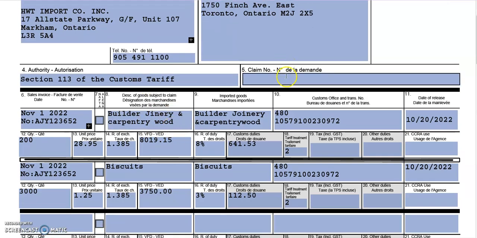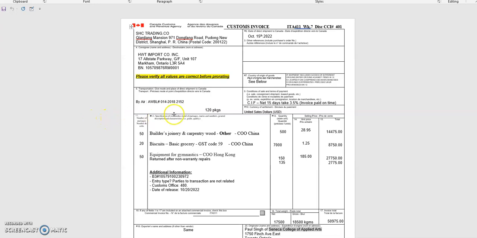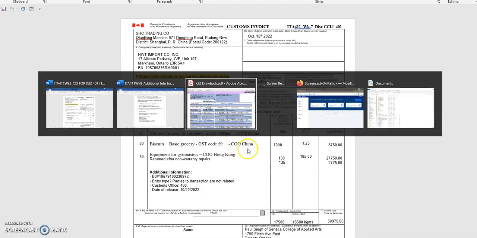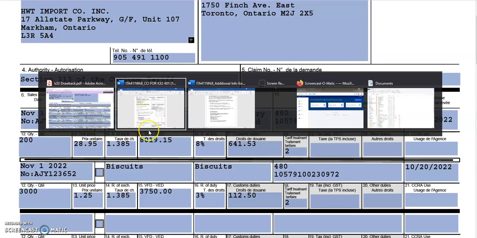So the claim number would be, if you're going to give your own internal number to keep track of the claim. So field 6, the sales invoice and sales date. I believe some of the information that he gave you has the invoice number, okay, number 200, dated November 1st, 2022. So we put that in here.